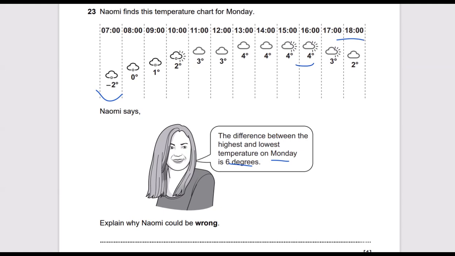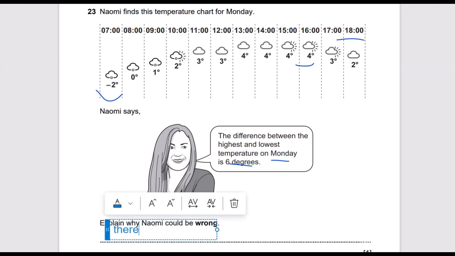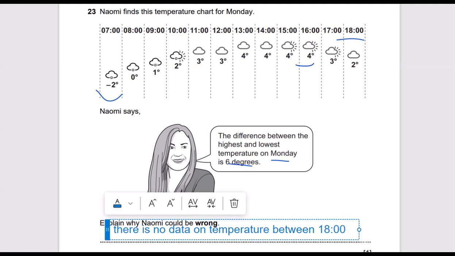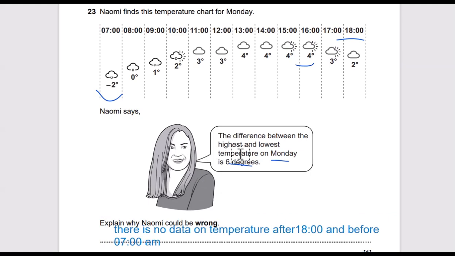Okay, so type down here: there is no data on temperature after 18:00 and before 7:00 a.m. Okay, so we are not sure, because there's no data on temperature after 18, and that is also included in Monday.